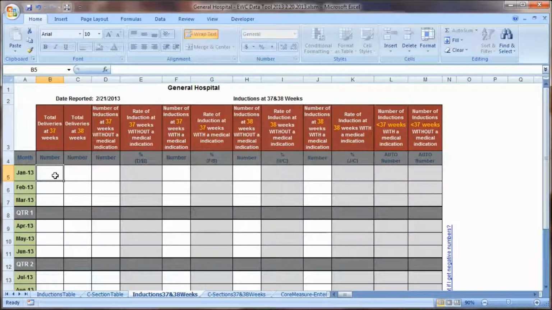Completing the third sheet, the inductions 37 and 38 weeks table, in column B, you are to input the total deliveries at 37 weeks, and this is all deliveries at 37 weeks, no matter how they delivered. I know that in January, General Hospital had 4 deliveries at 37 weeks and 7 deliveries at 38 weeks.